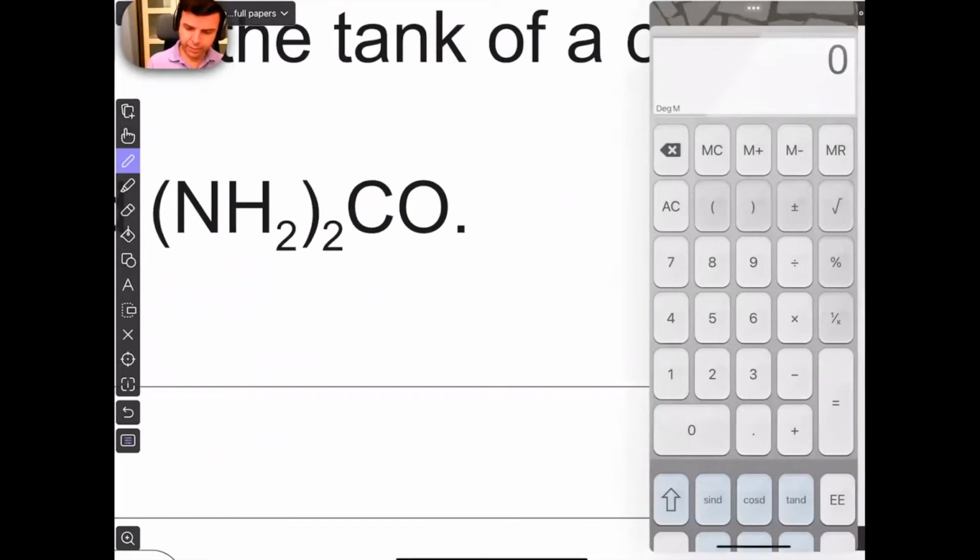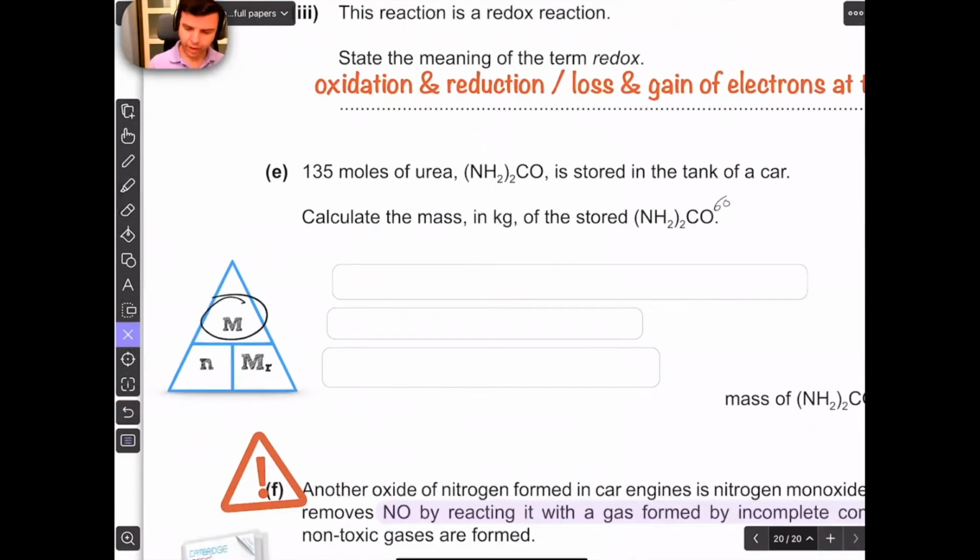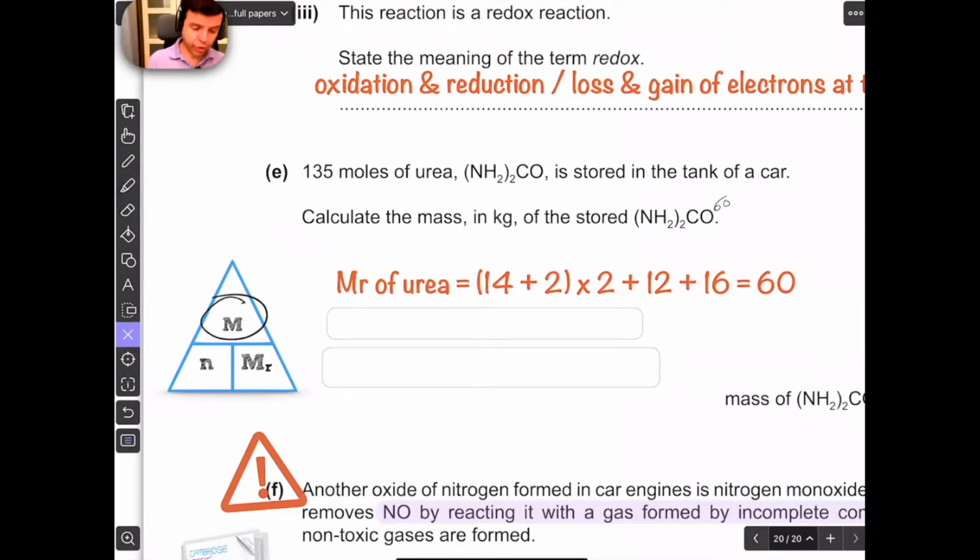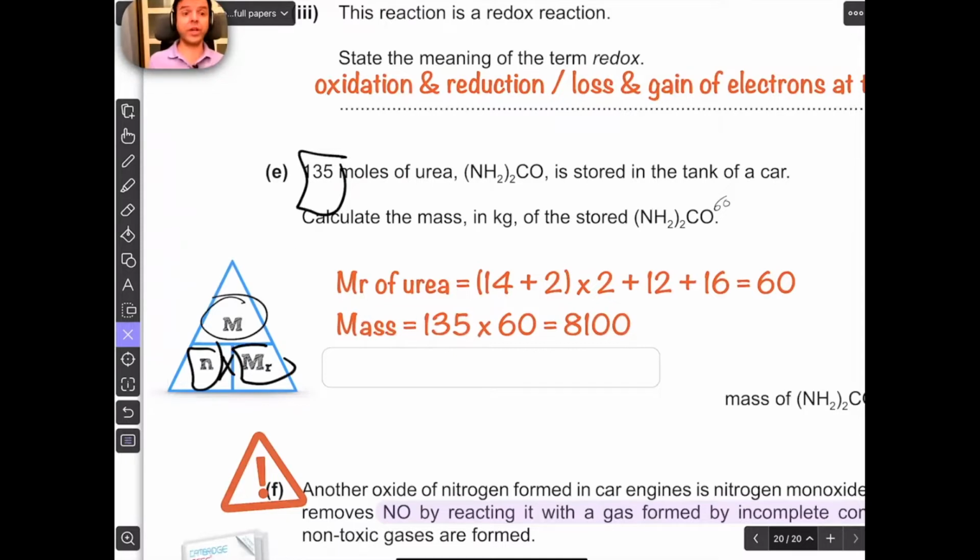So I say brackets 14 plus 1 times 2, times 2. So this is the NH2 in brackets. Plus, what do I have? I have carbon 12 plus oxygen. Altogether, the molecular mass is going to be 60. So now that I have the molecular mass, what would be the next step, Aisa? You multiply it by the number of moles, which is 135. Very good. So to find the mass, it's moles times molecular mass. So I have 135 moles times 60. This gives me 1800 grams.